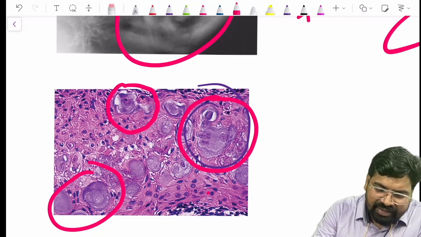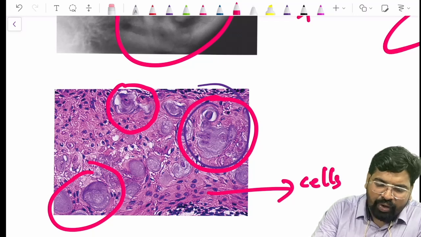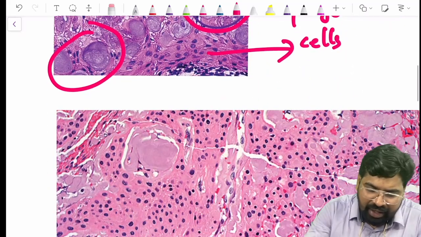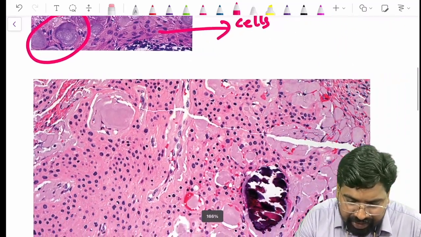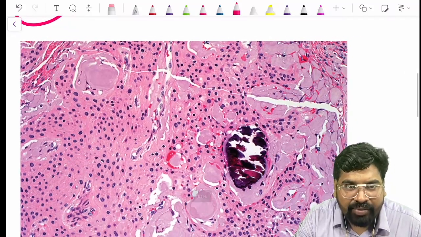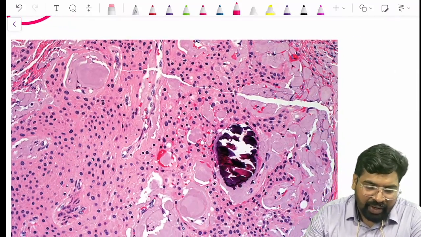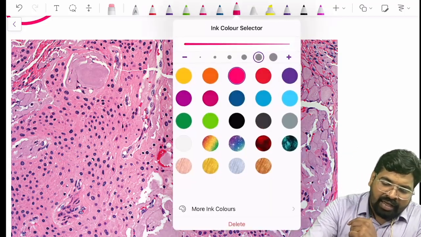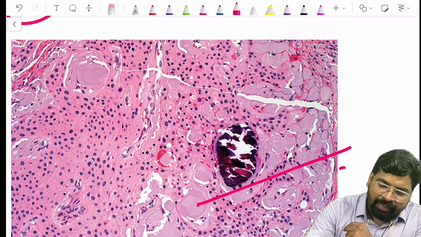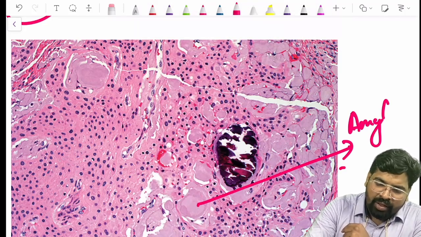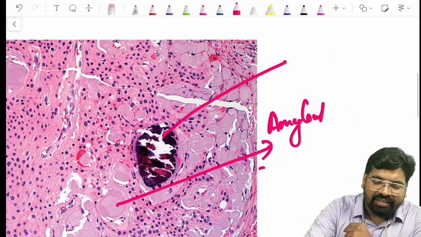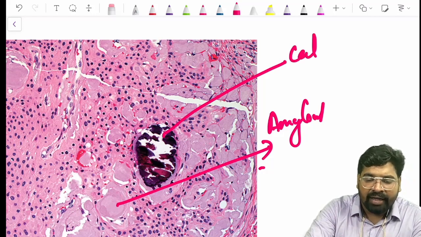And the cells here are polygonal cells with a prominent intercellular bridge. I think this is more clear in this picture, and wow, it is very nice. You can see so many polygonal cells with prominent bridges, and you can see this amyloid-like material. Amyloid-like material is here, and in some places it is calcified. When it is calcified, it changes into blue in color.